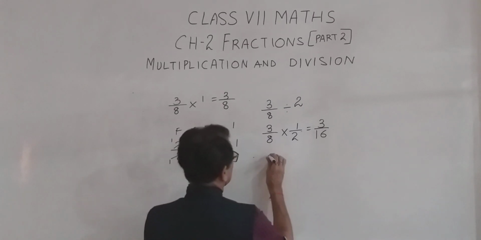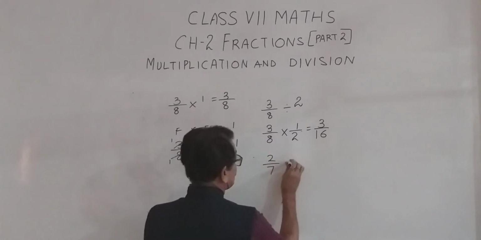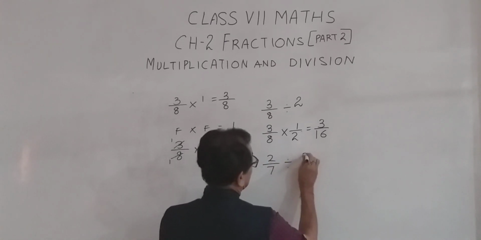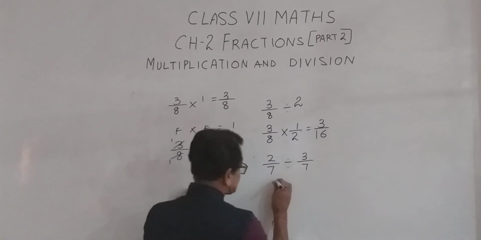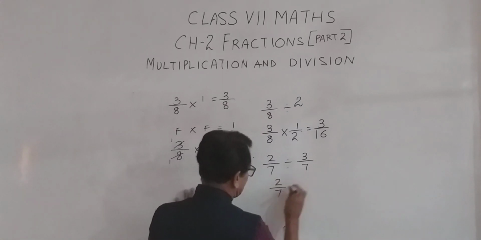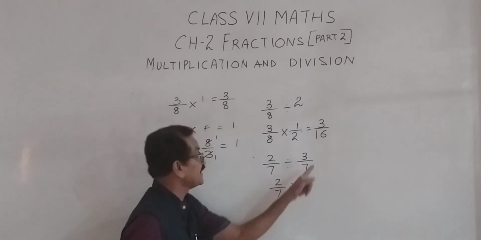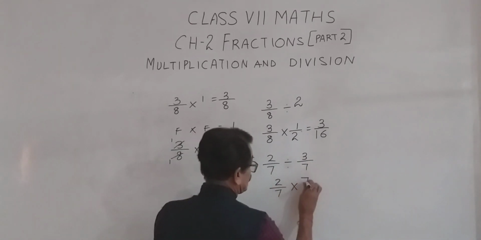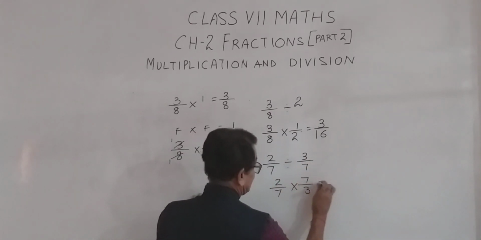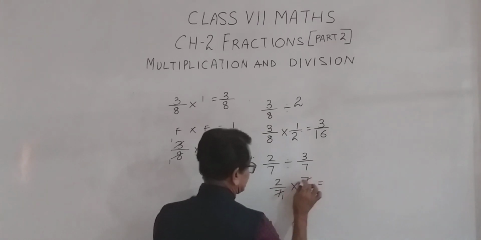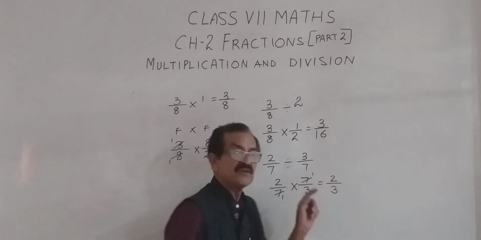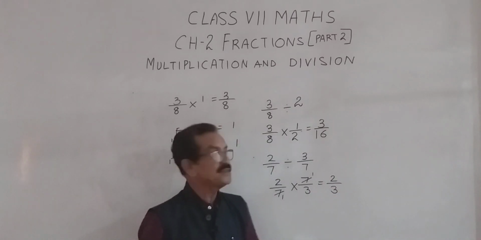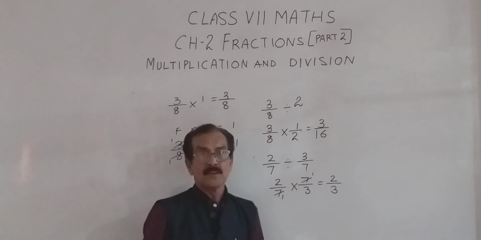Similarly, if I have 2 by 7 to be divided by another fraction, say 3 by 7, I multiply 2 by 7 by the multiplicative inverse or the reciprocal of 3 by 7, which is 7 by 3. 7 and 7 get cancelled, that is divided by the same number. The answer is 2 by 3. Whenever we have an improper fraction, we will convert it into a mixed number.